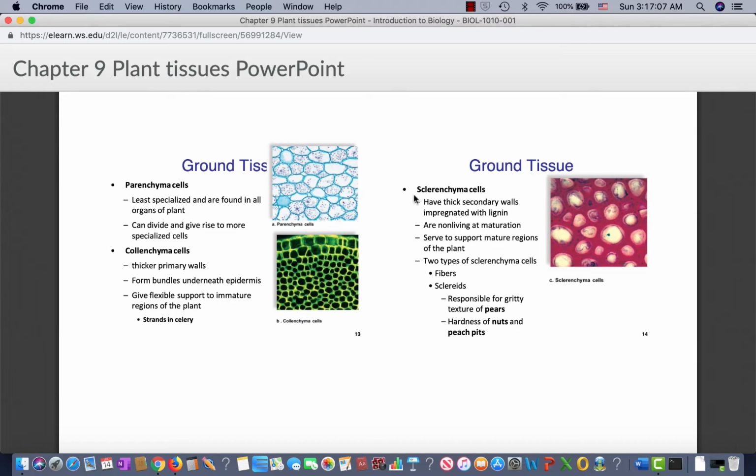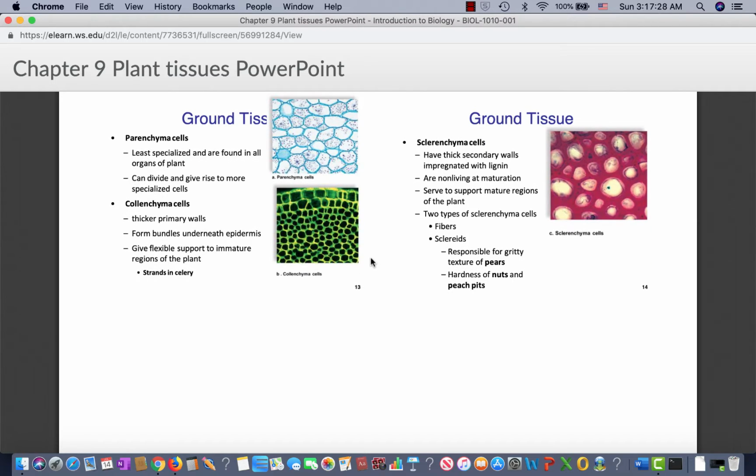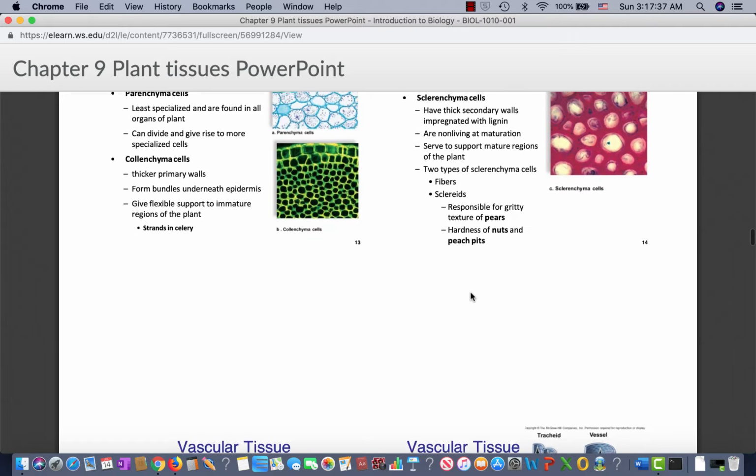The third type of ground tissue is the sclerenchyma. It has thick secondary walls impregnated with lignin, and it's non-living at maturation. This is like what you think of as wood, in a mature tree. They serve to support the mature regions of the plant, and there's 2 types of sclerenchyma cells: fibers and sclereids, and they're responsible for that gritty texture in a pear or the hardness of nuts and peach pits.